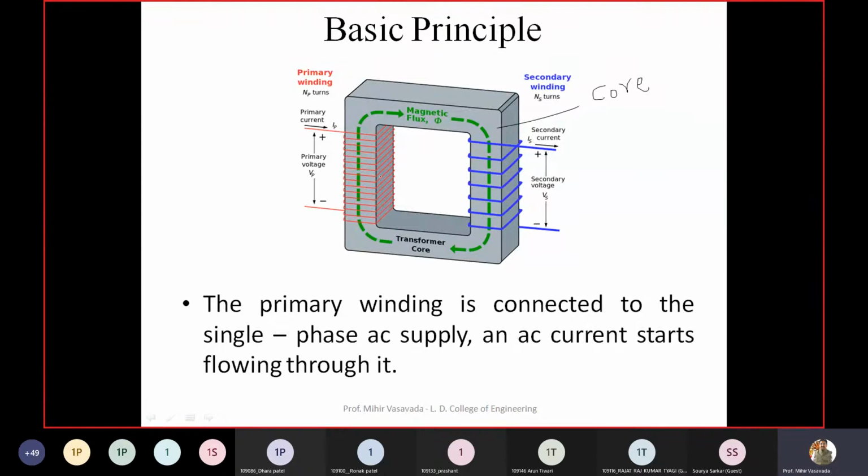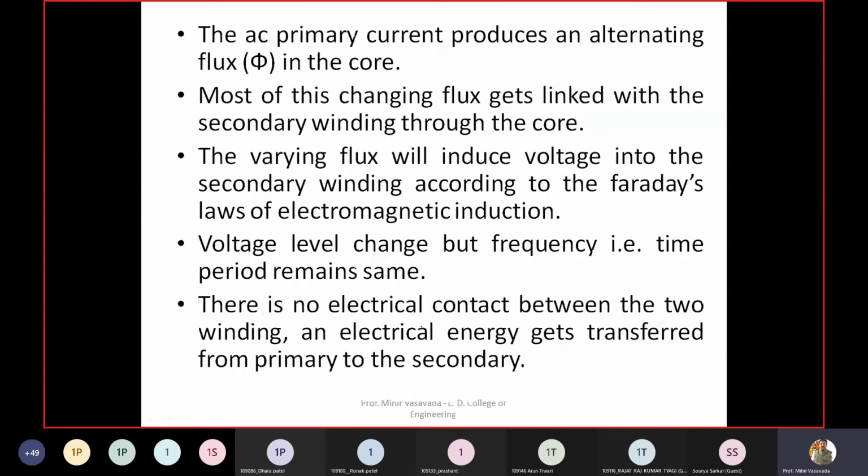Symbolically, the primary and secondary windings are shown on two different limbs. This part of the core is called its limbs. This is known as the limbs of the core, right? So here it is shown on two different limbs, but ideally they are both on the same limb. So this is a transformer core. The primary winding is connected to a single phase AC supply and AC current starts flowing through it, right? Then all the explanation I had given is here.